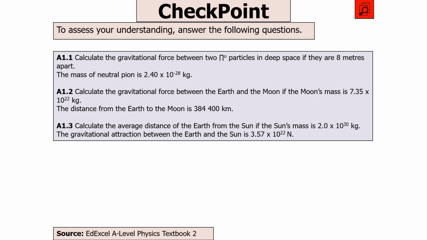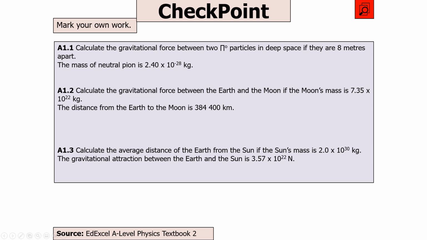384,400 kilometers. Then calculate the average distance of the Earth from the Sun if the Sun's mass is 2 times 10 to 30 kilograms. The gravitational attraction between the Earth and the Sun is 3.57 times 10 to 22 newtons. So pause the video now, then unpause the video when you want to go through your answer.